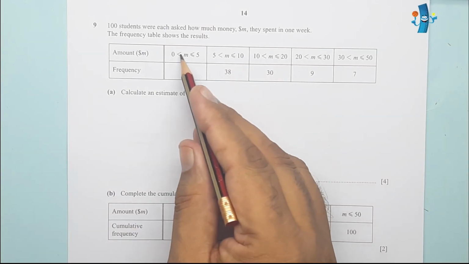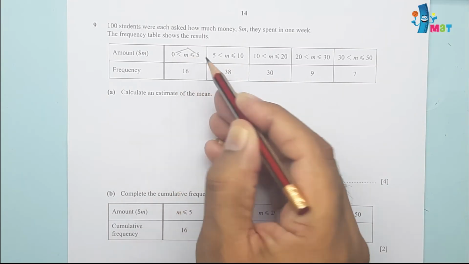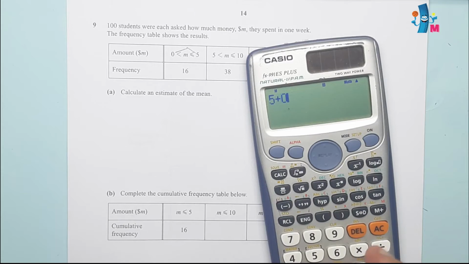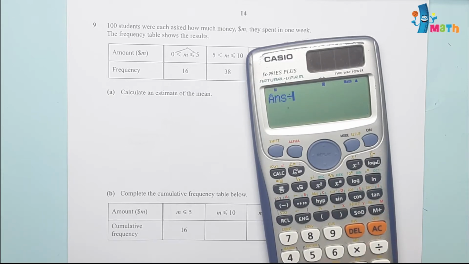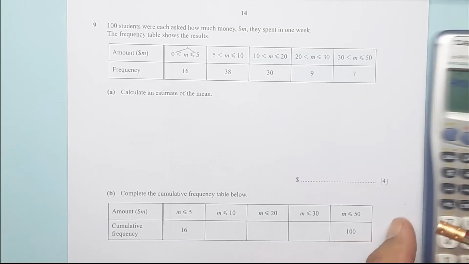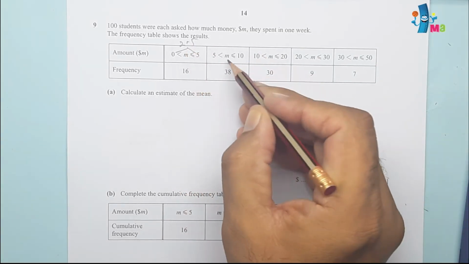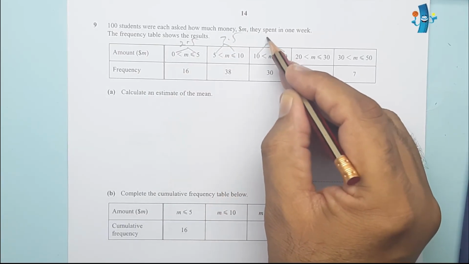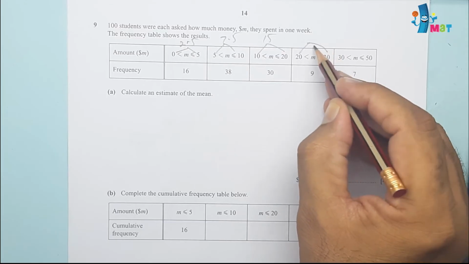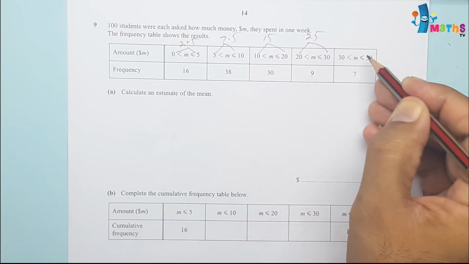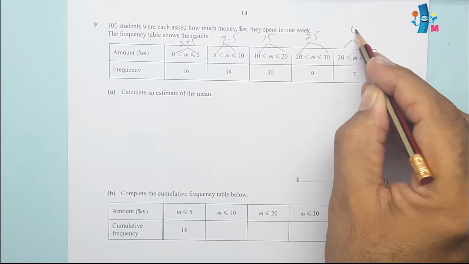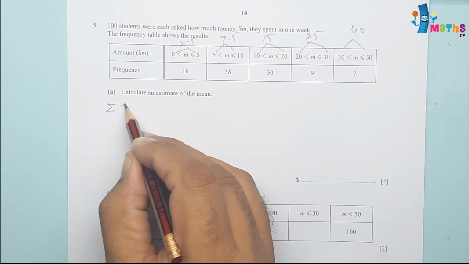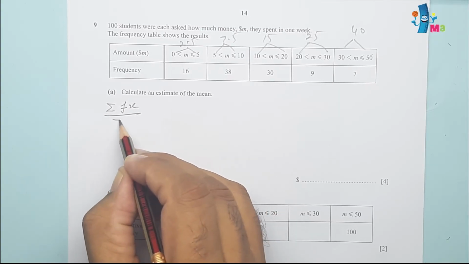For the mean, we'll be using the mid values, which is 5 plus 0 divided by 2, equal to 2.5. Similarly, 5 plus 10, mid will be 7.5, and mid of 10 and 20 will be 15, mid value of 20 and 30 will be 25, and mid value of 30 and 50 will be 40. These mid values we will be using, and we will be using the formula sigma fx over sigma f.